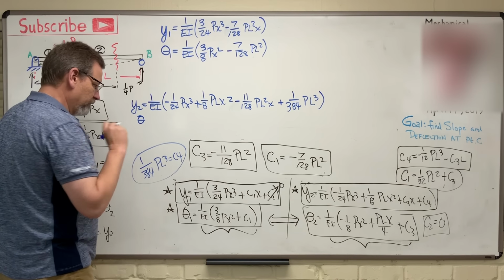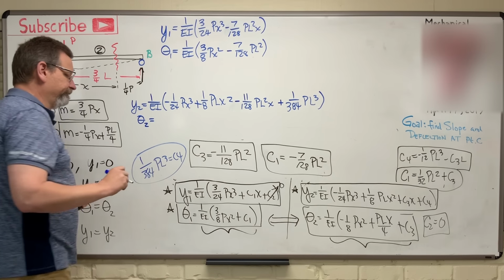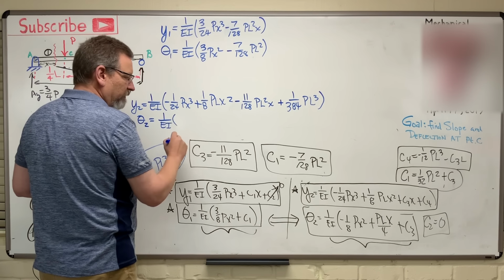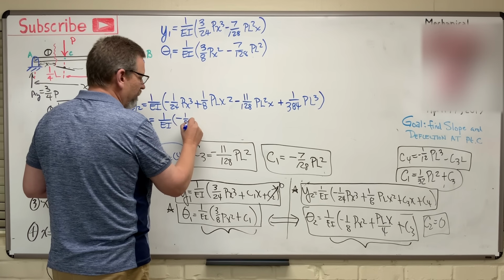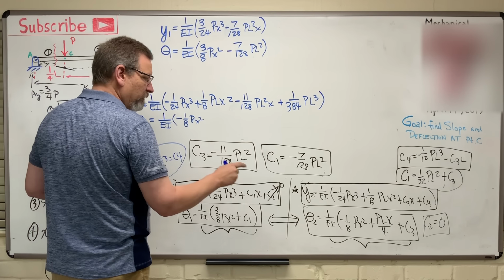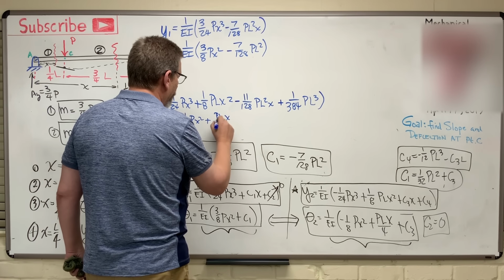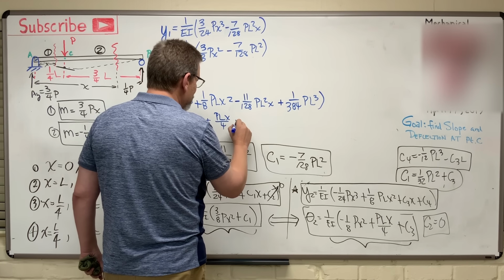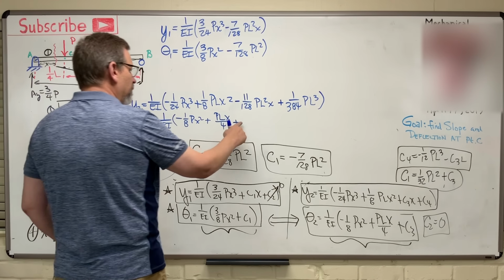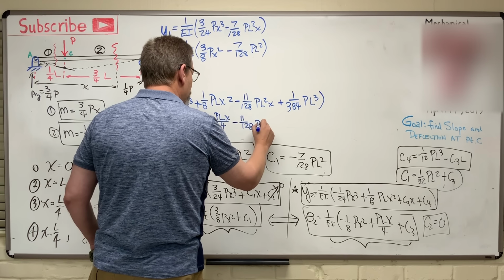Theta 2 is equal to 1 over EI of negative 1/8 P X squared plus PLX over 4 plus C3, and C3 is that. So minus 11 over 128 PL squared.